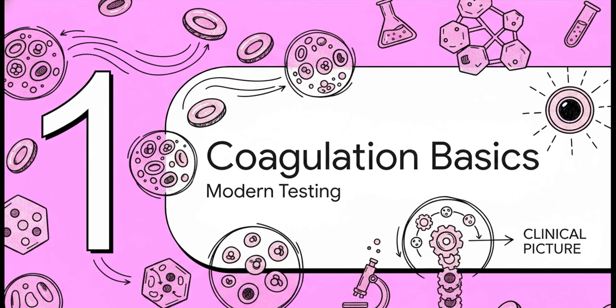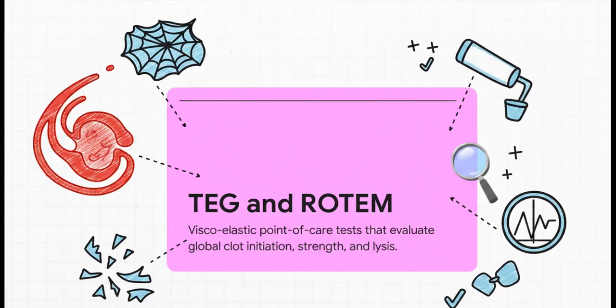All right, Section 1, the coagulation cascade basics. Let's look at modern testing beyond just your standard PT and APTT. Well, you already know standard tests are notoriously slow, right? But TEG and ROTEM? These are highly testable, modern point-of-care tools. They're viscoelastic tests that give you a really dynamic, global picture of the entire clotting process. You're no longer just staring at isolated numbers. You're actually watching clot initiation, clot strength, and clot lysis happen in real time. It's a total game changer.